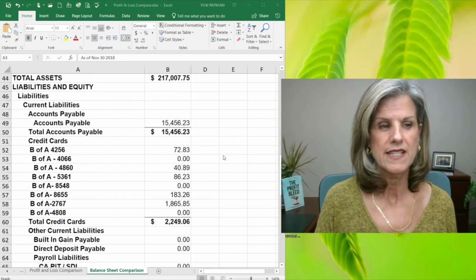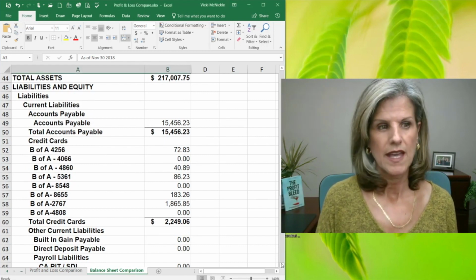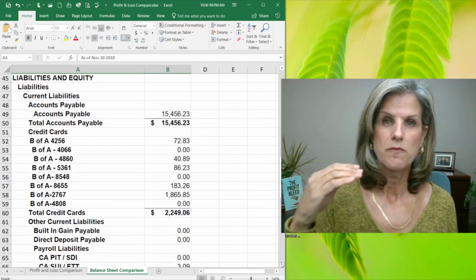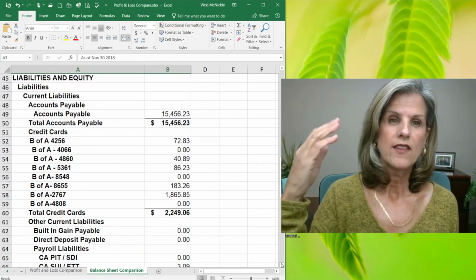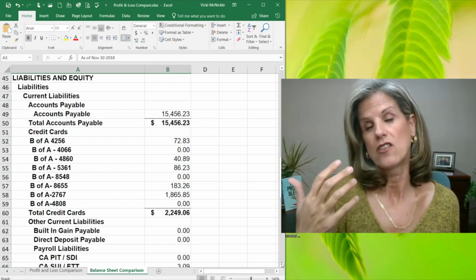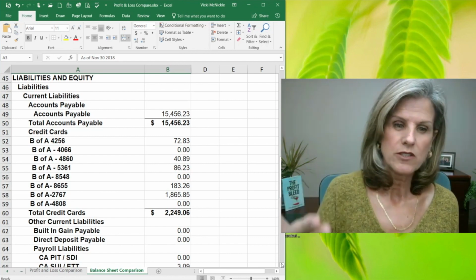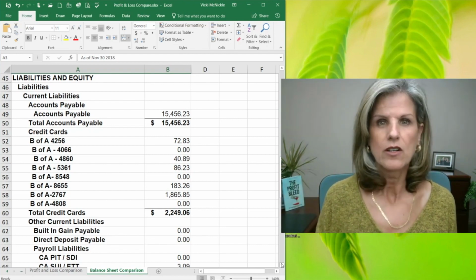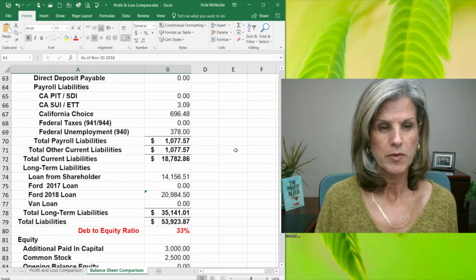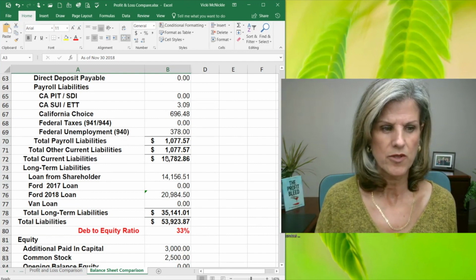And then we have the next section of your balance sheet, which is liabilities and equity. Liabilities, as I said, is money that you owe. Current liabilities, similar to current assets, are money that you're going to owe within the next 12 months. That would include things like accounts payable, credit cards, and usually payroll tax liabilities and what have you.